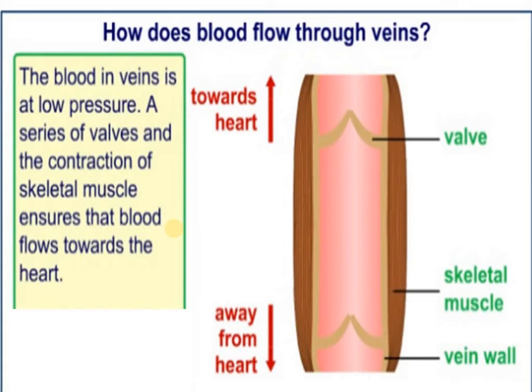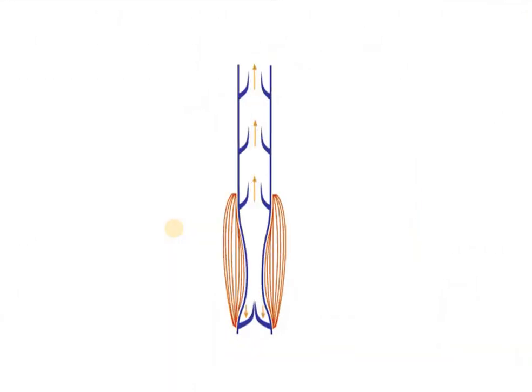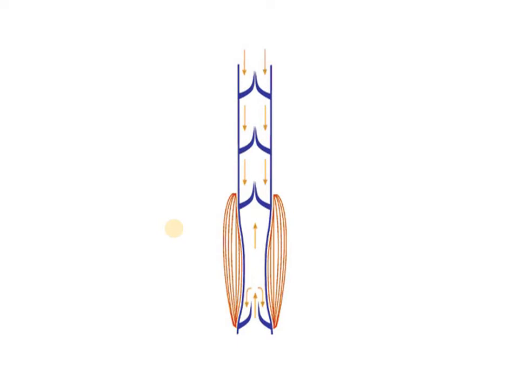and also there is contraction of skeletal muscles around the veins to ensure that the blood flows towards the heart, in one direction only. The skeletal muscles and the function of the valves are elaborated in this animation, where you can see the skeletal muscles contracting and relaxing, pushing the blood in a forward direction, while these valves, also known as semilunar valves, are closing and opening to let the blood flow in one direction. As soon as the blood backflows, the valves close to prevent the backflow of the blood.